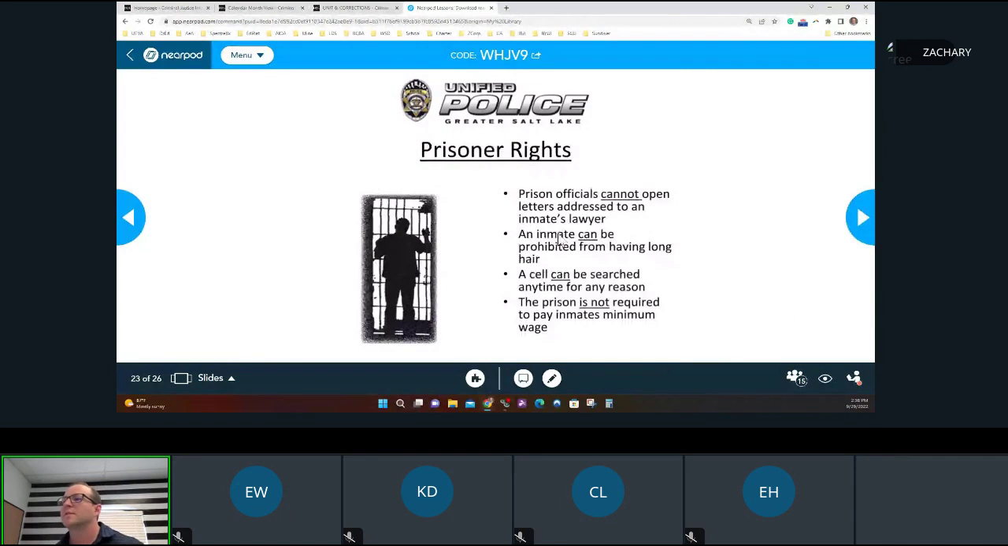So prisoners' rights, basically prison officials cannot open letters addressed to their attorney, but an inmate can be prohibited from having long hair. A cell can also be searched at any time for any reason. The prison is not required to pay inmates minimum wage. So, minimum wage is whatever it is. They pay a lot less than that. Let's be honest.